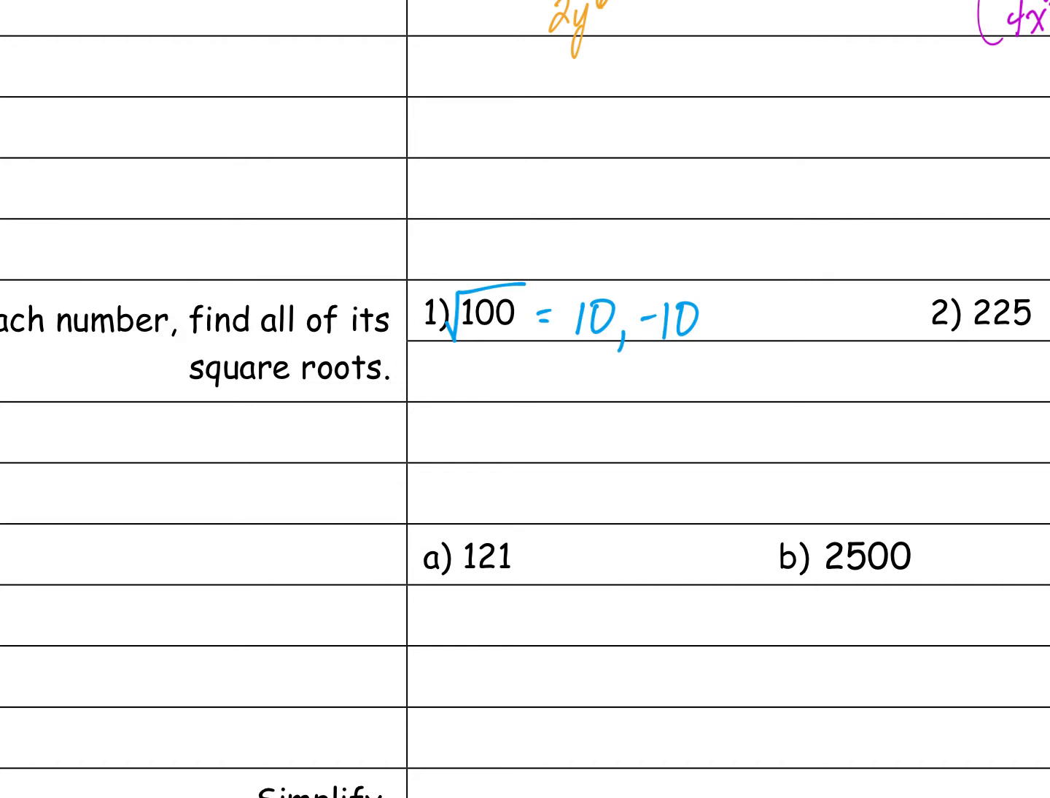So there's always 2 roots. Most of the time we don't use the negative 1. That's why everyone always thinks there's only 1, which is 10. But there's always 2 roots. There's always the positive and the negative.